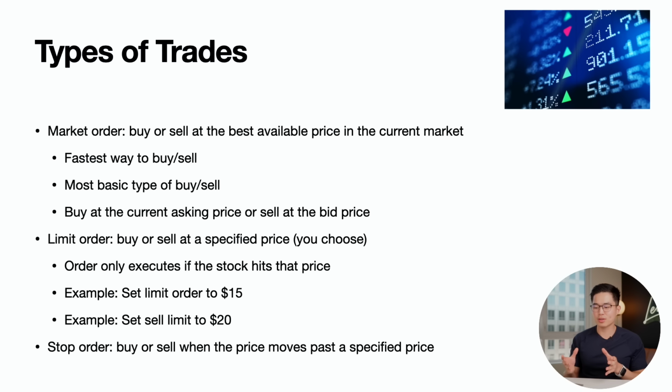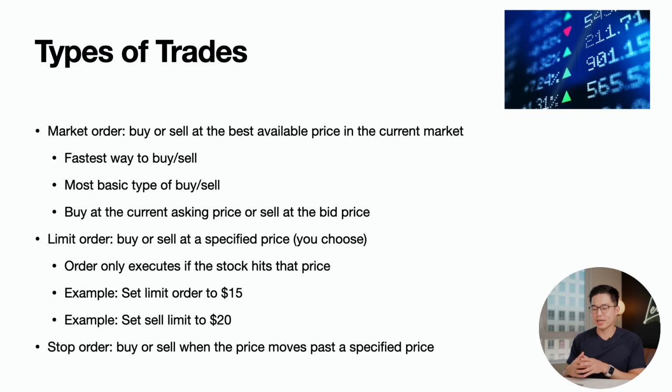So let's say you have a stock where the current market price is, let's say, $18. If you were to do a market order, if you were to do a market buy, then you'd be buying that stock at $18 right now. If you do want to do a limit order to buy that stock, you'd set a limit order to, let's say, $15. This means that it's only going to execute and purchase those shares at $15. So it'll need to drop to that price for it to execute.